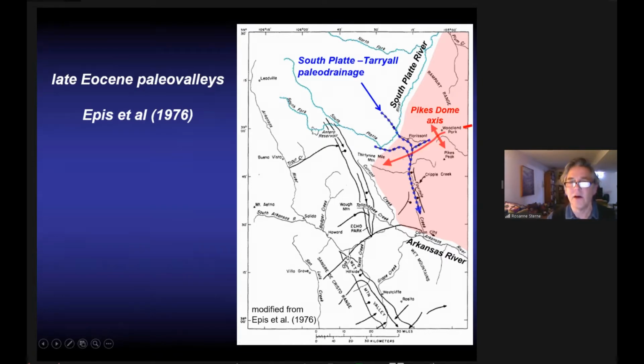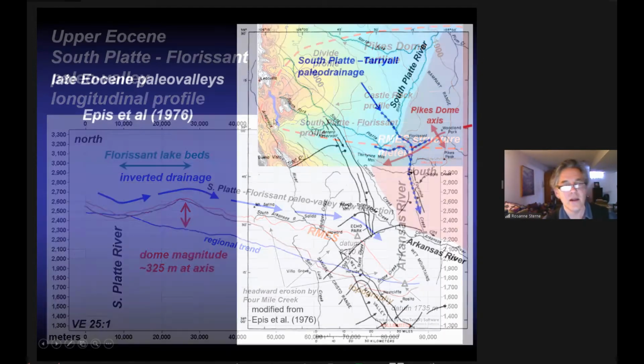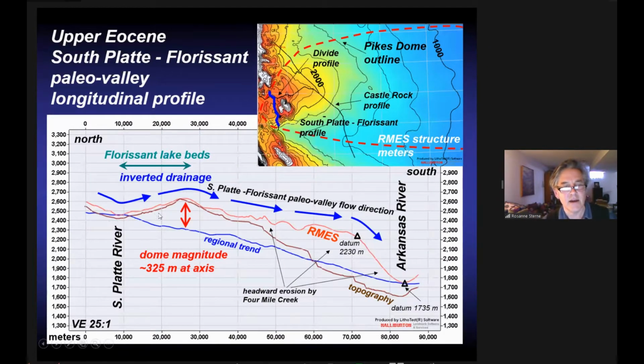So we'll take a look now at its profile. So here we have a north-south profile along that old drainage. And again, topography in brown, Rocky Mountain Erosion Surface in pink, and from the South Platte River up by Florissant over the divide just south of Florissant, we get this inverted drainage. There's about 650 feet of relief where that stream is now flowing up. The old South Platte River is now flowing up. So we have this inverted drainage. And we'll look at the Florissant lake beds, which are developed just north of this dome axis where we get the inverted drainage. And we'll take a look at that in detail.